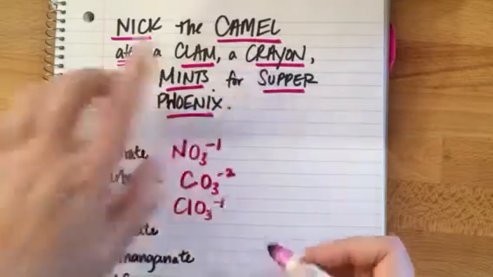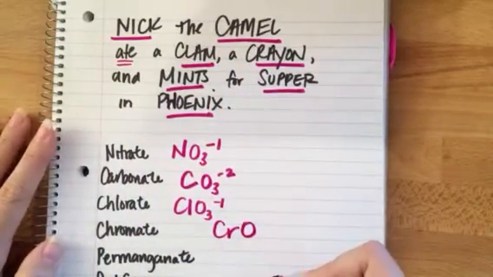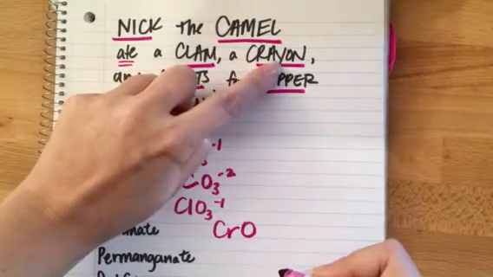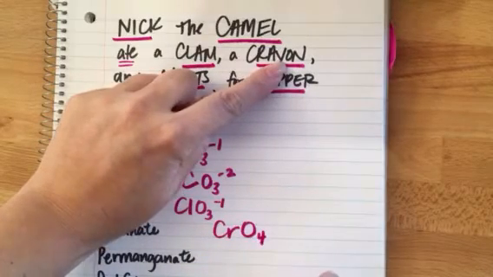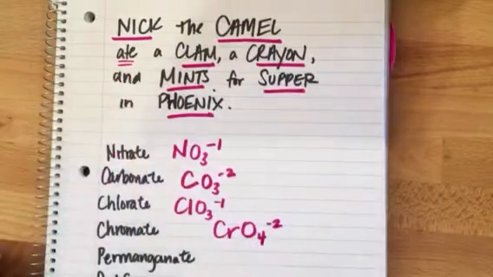Chromate, Cr, is the element symbol for chromate. Oxygen second. We want to add up how many consonants we have. 1, 2, 3, 4. Y is a consonant in this case. So CrO4, 1, 2 vowels, -2 charge.